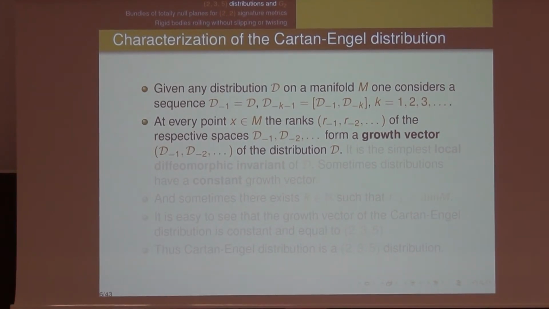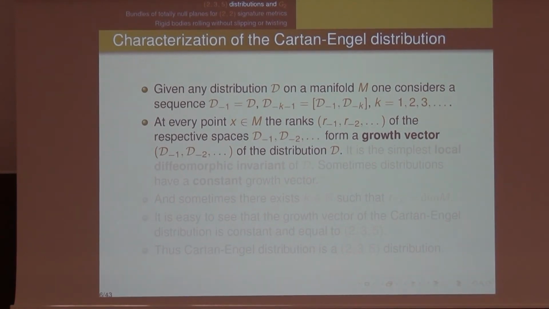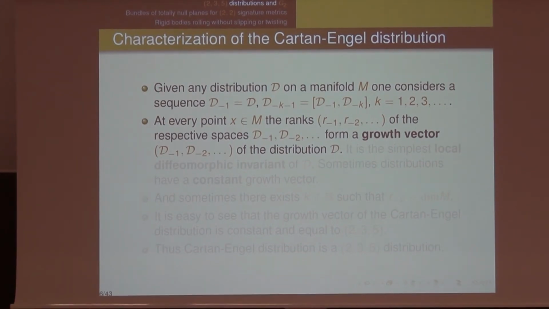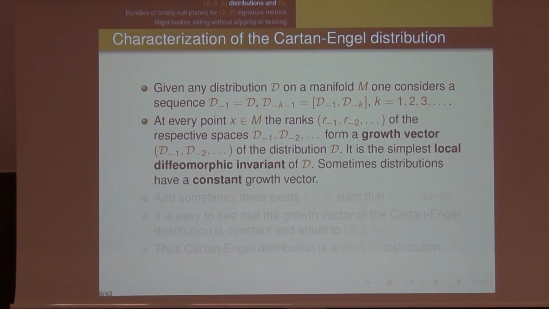Of course, if the distribution is integrable, then already D minus 1 is the last one, because commuting D minus 1 with D minus 1, you still are in D minus 1. But if it is non-integrable, then you have this sequence, and you have this growth vector in terms of the ranks of these consecutive distributions. This growth vector is the simplest local diffeomorphic invariant of a distribution. That's a general fact. Among all distributions, there are some that have constant growth vector over the entire manifold. And sometimes, after a finite number of steps of taking these commutators, you produce the entire tangent space.